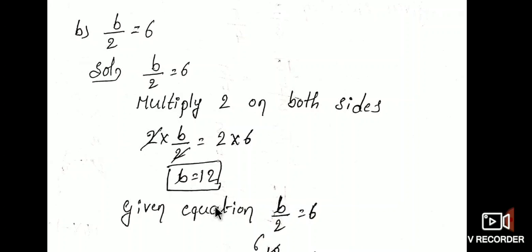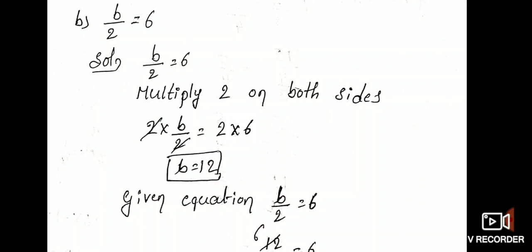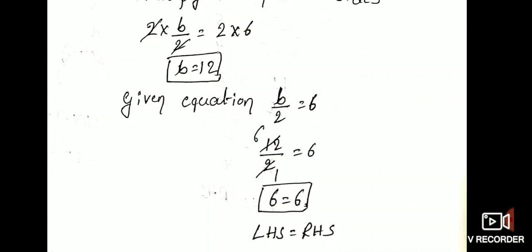What is the variable? The variable is b. We get b as 12. So the given equation is b by 2 is equal to 6. Then the value of b is 12. 12 by 2 is equal to 6. 2 ones are 2, 2 sixes are 12. So our LHS becomes 6, that is equal to the RHS, which also becomes 6. Therefore LHS is equal to RHS.